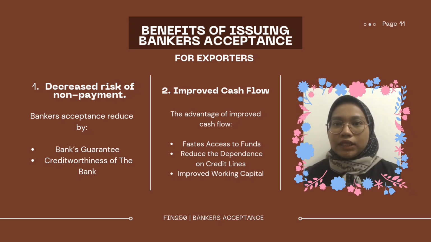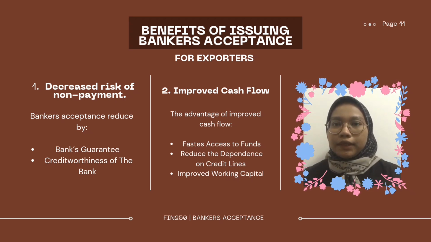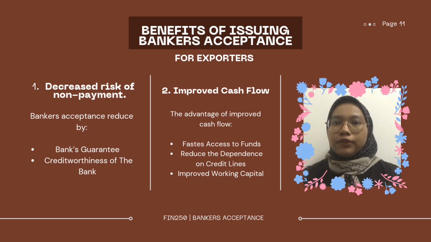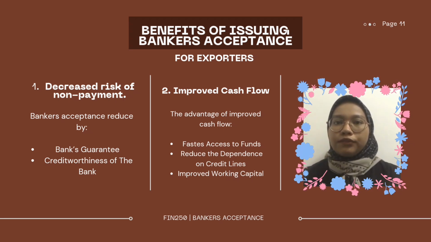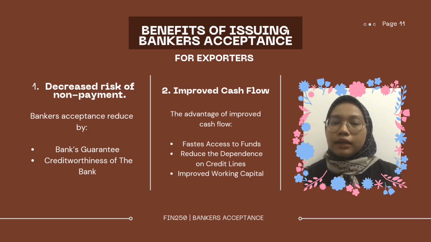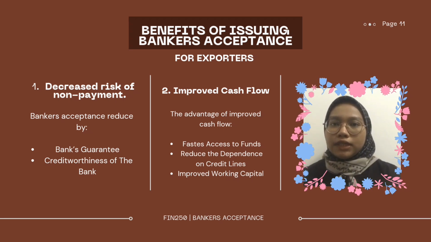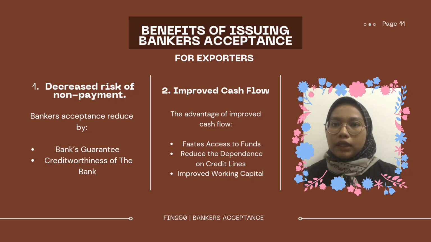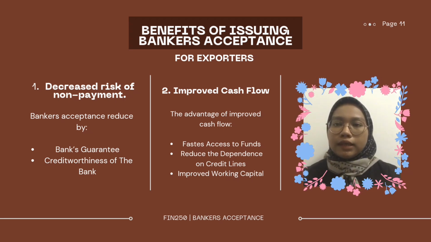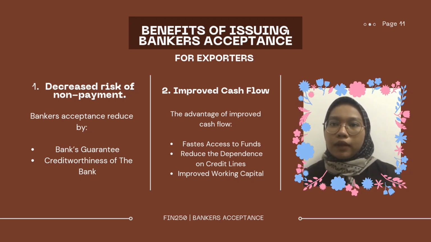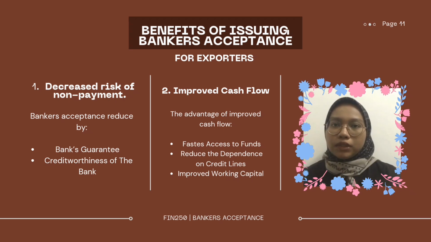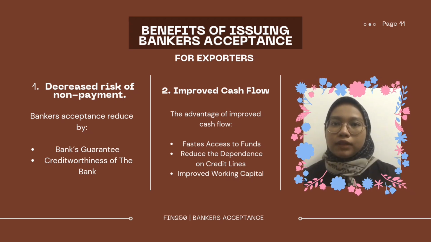In a trade transaction, issuing a banker's acceptance has benefits for importers and exporters equally. The benefit for the exporter is decreased risk of non-payment. Among the advantages is the bank guarantee. Exporters accept the reduced risk through a bank guarantee. The issuing bank practically takes on payment responsibility when an importer accepts a BA. In the event that the importer defaults, the bank guarantees payment to the exporter and validates the importer's creditworthiness.